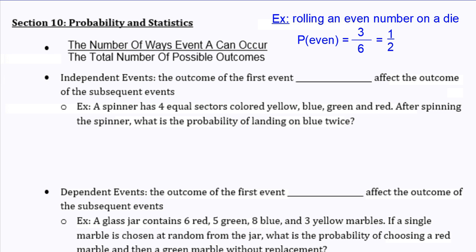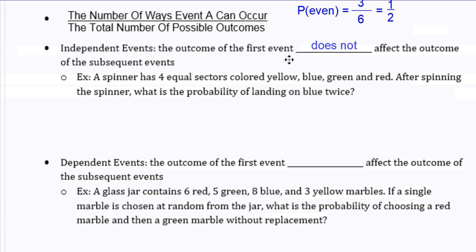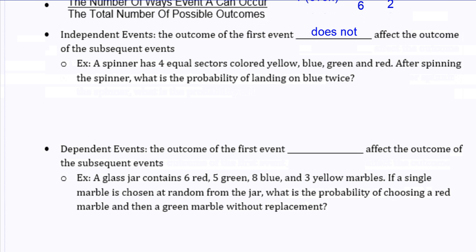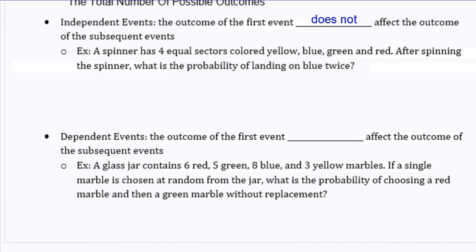Now, 2 different types of events. We can have independent events, which means that the outcome does not affect the outcome of later events. So for example, if I have a spinner, 4 equal sectors, yellow, blue, green, and red, and I want to know the probability of landing on blue twice. So we're going to land on blue.